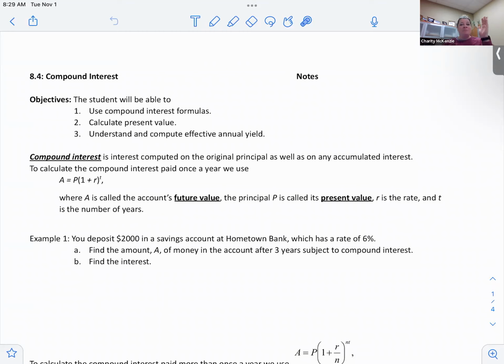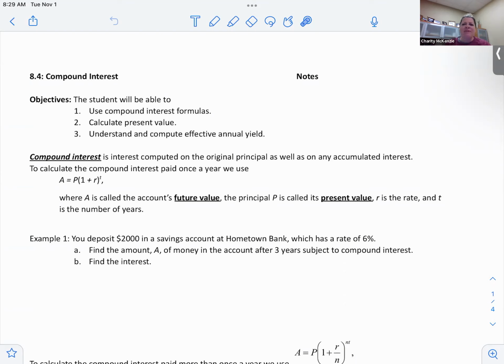So we can pay out every single day. We could give you interest. That's called daily. We could do it quarterly, 4 times a year. We could do it monthly, bi-weekly, right? We could do it a lot of different ways. So that's the idea of compound interest.